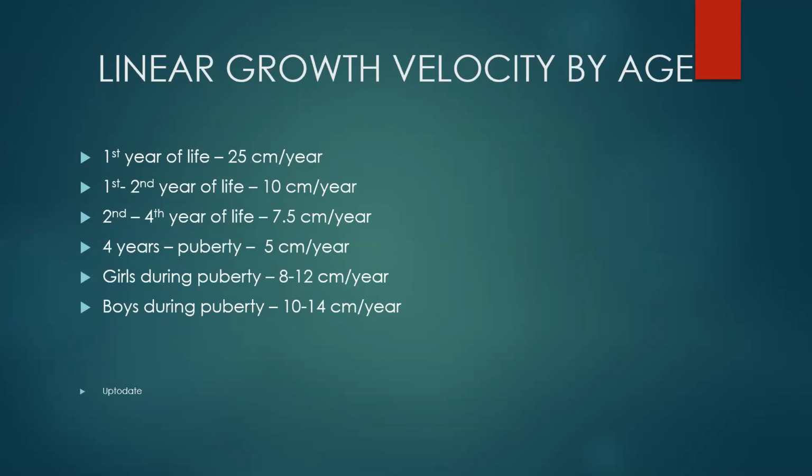I also included the growth velocities from infancy to puberty. In the first year of life, you can expect to grow about 25 centimeters per year. From the first to second year of life, it slows down to about 10 centimeters per year. Second to fourth year of life, it's 7.5. And then from 4 years until puberty, for both boys and girls, it's about 5 centimeters per year. So even if you are seeing a patient who's 10 years of age, prepubertal, and growing at 5 centimeters per year, they're doing just great, even if it's the fifth percentile or just under.